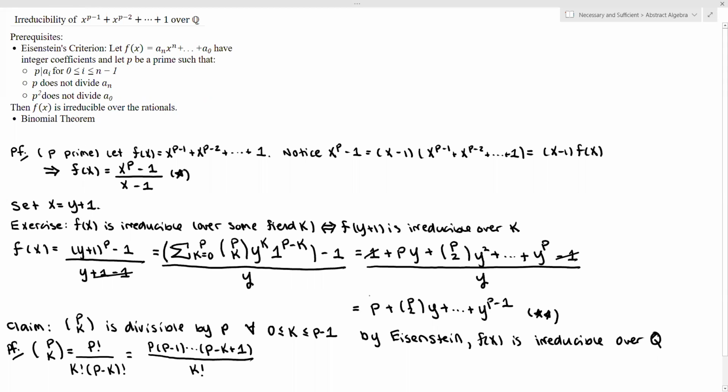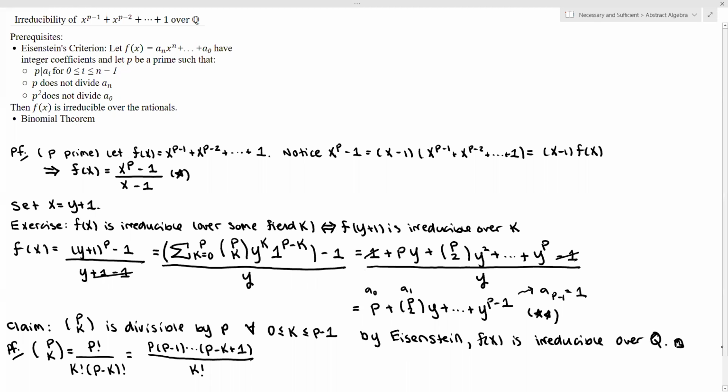If we look at this expression, this p here is our a naught, this is a1, and the coefficient on y to the p minus 1 is just 1, and that's our a n. So over here, a p minus 1 really is equal to 1. So p definitely divides p. By our claim, p divides p choose 2. It's going to divide all of these binomial coefficients all the way up until we get to the p minus 1 term. And p doesn't divide 1, so far we've checked off the first two conditions in this criterion. The only thing left is, does p squared divide p? Nope. So we conclude by Eisenstein's that f of x must be irreducible over Q.